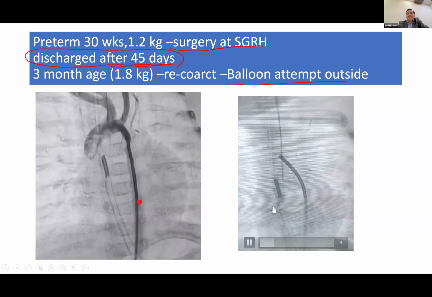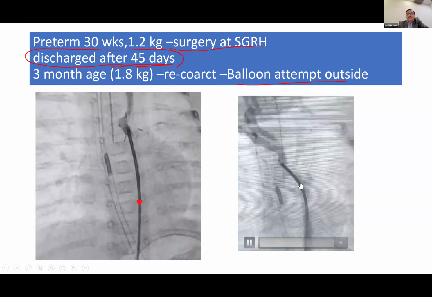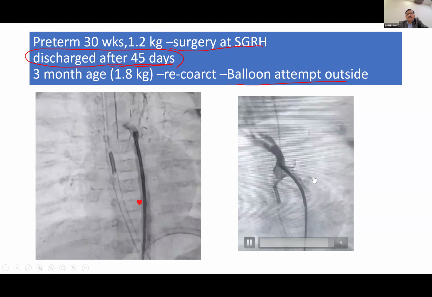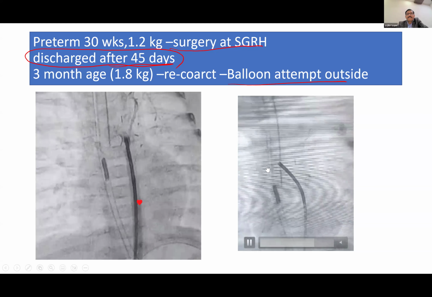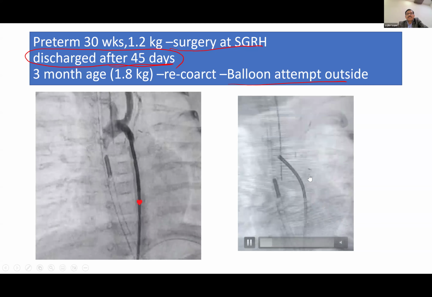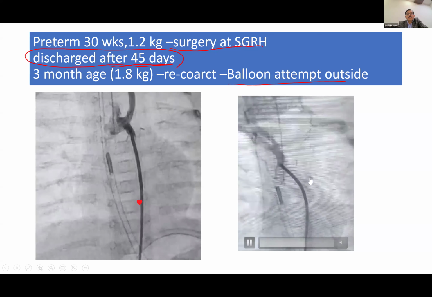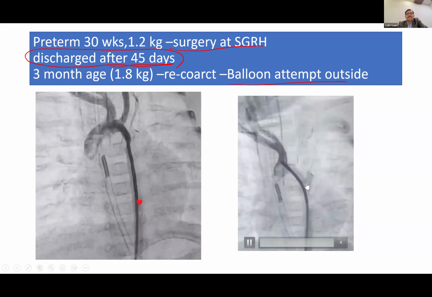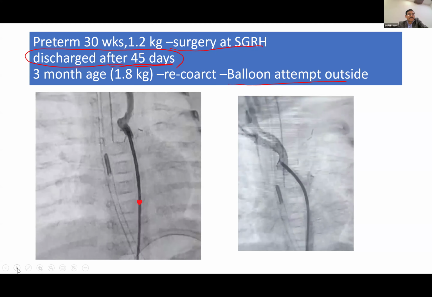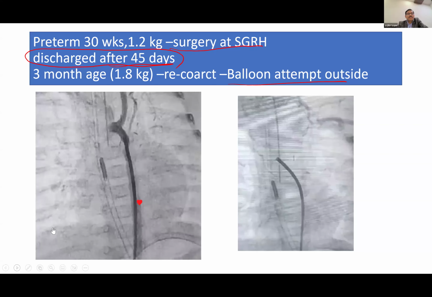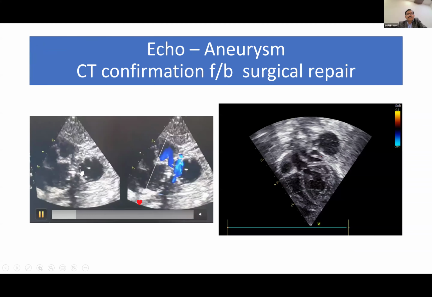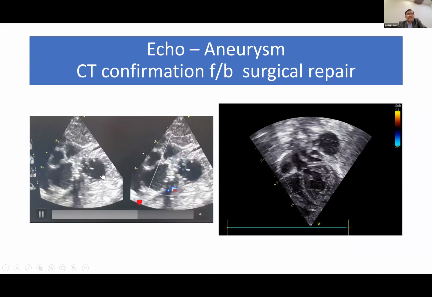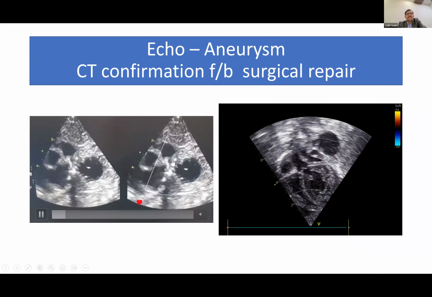And after balloon, see, after balloon there is a rupture. There is some leak from the descending artery. Now, this is the echo, when the patient came to us. This is the arch, and you can see it's large.